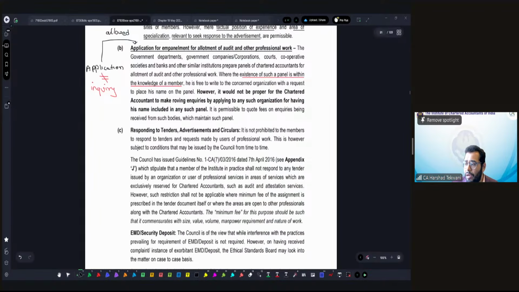Okay. Then responding to tenders, again already discussed. When it comes to responding to tenders, we have already seen how you need to respond and the conditions: minimum fee plus open to other chartered accountants or professionals. Fine.